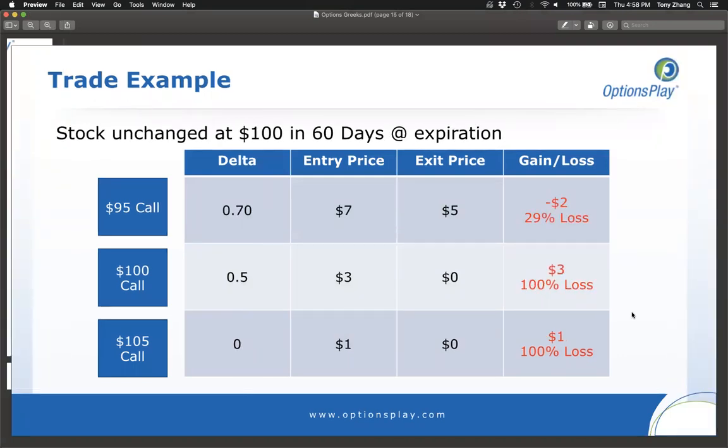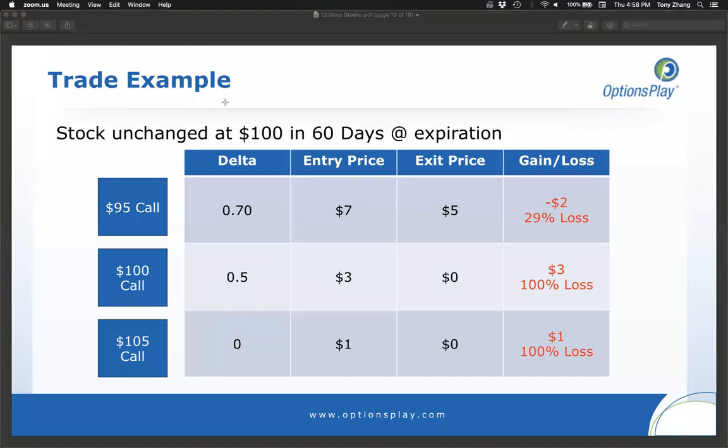So now let's look at what happens if I bought these call options and the stock doesn't move, right? So it doesn't move higher, it doesn't move lower. 60 days later, the stock's still at 100. This is really where things start to look quite different. So delta here will decrease. Here, this will go all the way to 0.